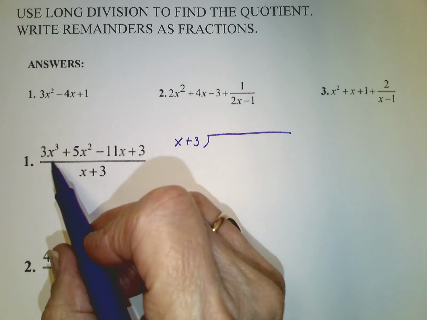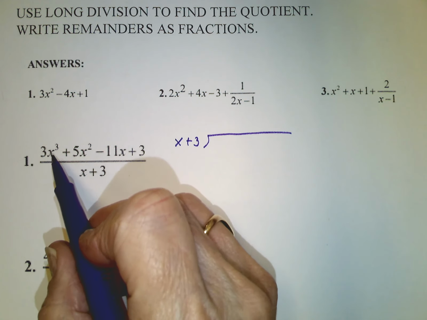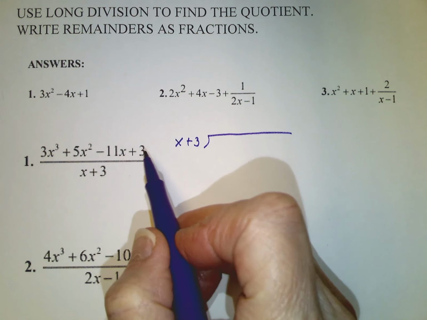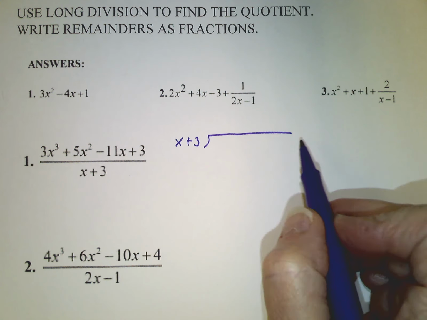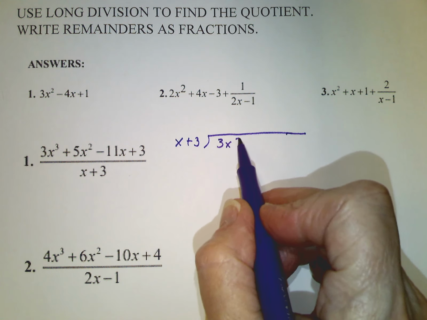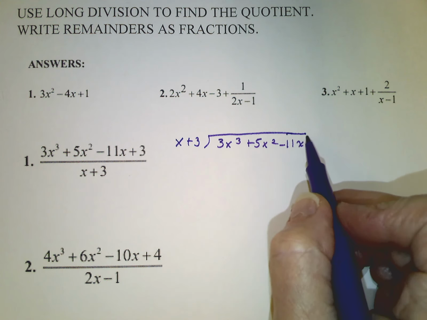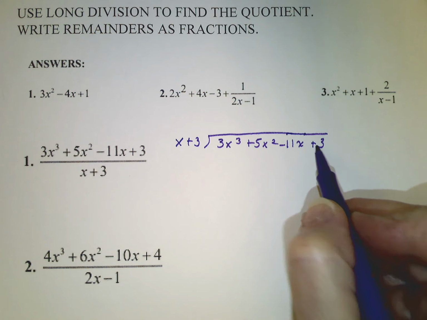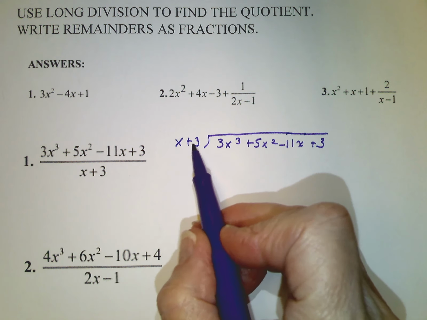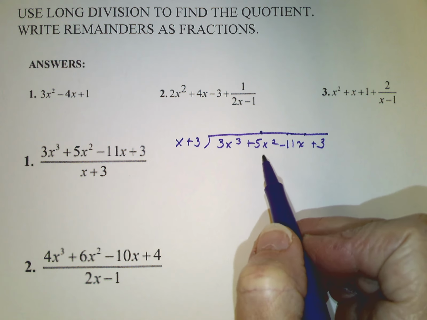So the first problem, our divisor is x plus 3. Now before I fill this all in, are they all in descending powers? Do we have every single power? We've got x to the third, x squared, x to the first, no x's. So that looks good. So we're going to take these 2 terms into these 2 terms. The first answer is going to go over the 5x squared.